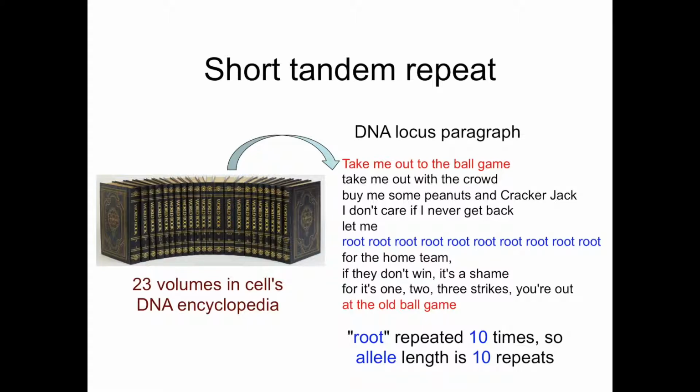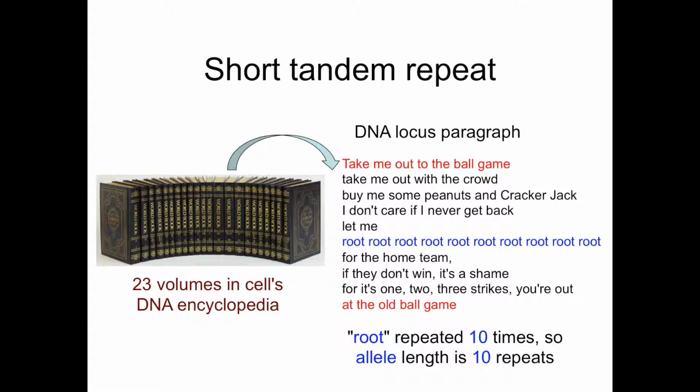If we take a look at one paragraph, that's a short tandem repeat, this is what it would look like. It has a fixed starting point, shown in red as "take me out to the ball game." It has a fixed ending phrase in the paragraph, say "at the old ball game." I'm using a famous poem. And in between, there's a fixed region, like "take me out with the crowd, buy me some peanuts and Cracker Jacks," and so on. Then in between these fixed regions of the beginning and the end, there's a word that's repeated. In forensics, it's usually 4 letters from the DNA alphabet. Here, since we already started with this well-known poem, with root, root, root, imagine that root is repeated 10 times. If root is repeated 10 times, then that's going to determine the whole length of this paragraph.